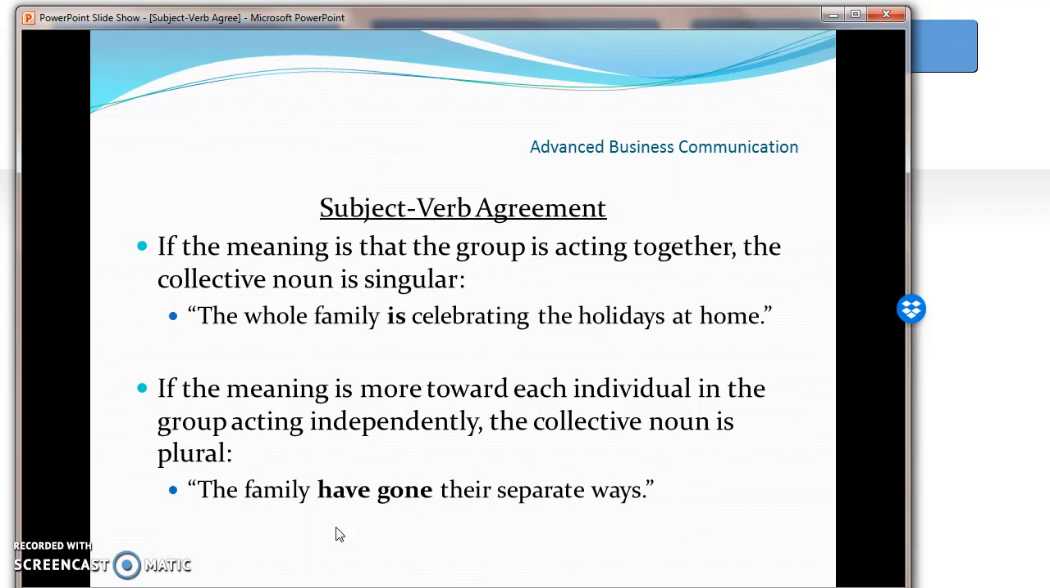And whenever I show students this one, they always kind of look at me funny. The family have gone their separate ways. And believe it or not, that's grammatical because it's the sense of that collective noun. You mean the family, it's a group of people, but the sense of that group here is no longer a unified action. Y'all see that? They're all acting independently. They're all going separate ways, okay? And so that's why it's "have gone their separate ways."